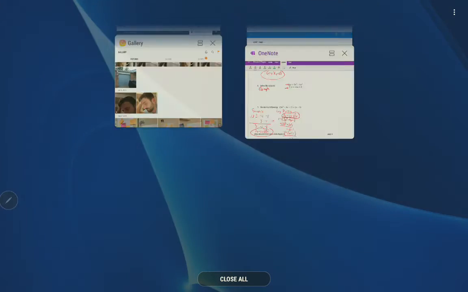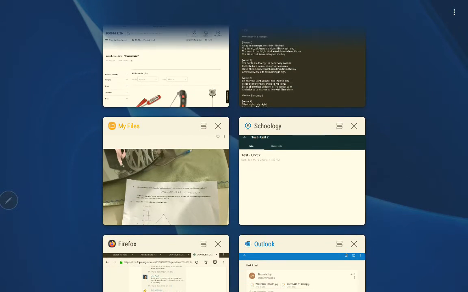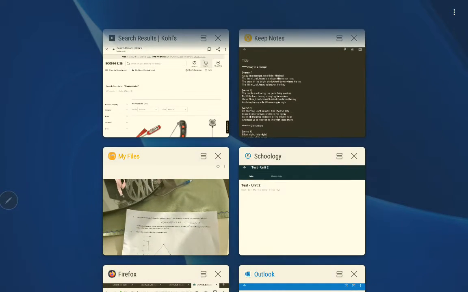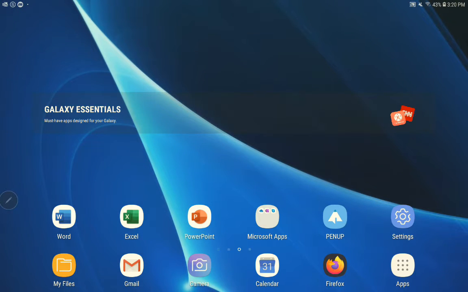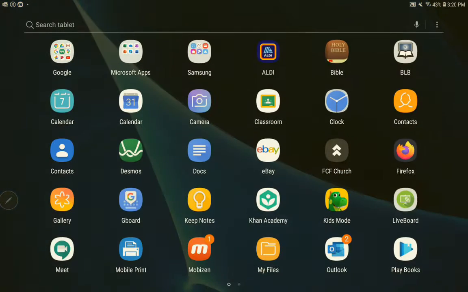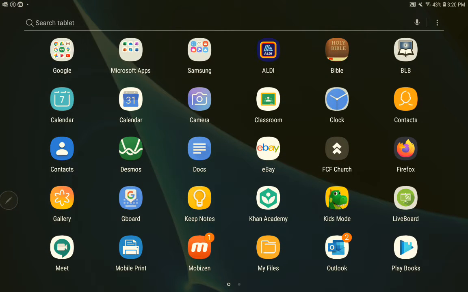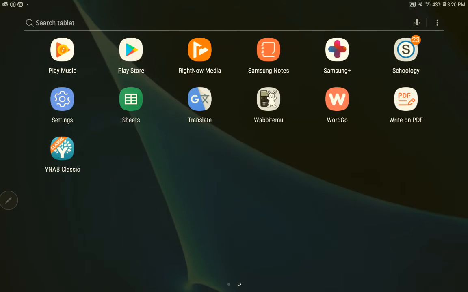Let's see, do I have my emulator up? I do not. Let me get it up here real quick. Here it is.